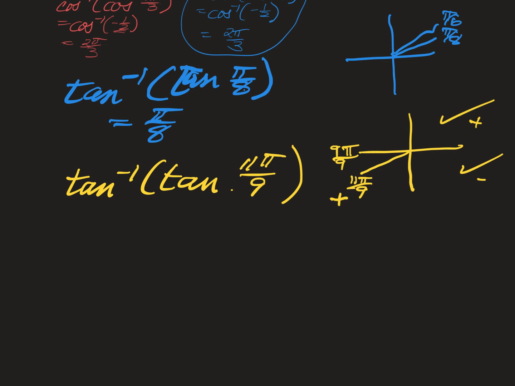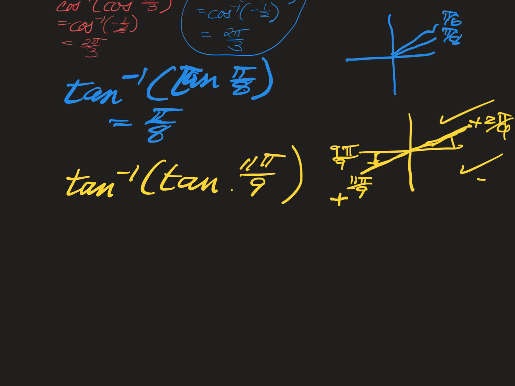So we want the angle that has the same reference angle as 11 pi over 9, but it's in the first quadrant. Well, you can just draw that straight across, and that'll be 2 pi over 9. Got it? 11 pi over 9 minus pi is 2 pi over 9. That's the reference angle. So now you see how important reference angles are.